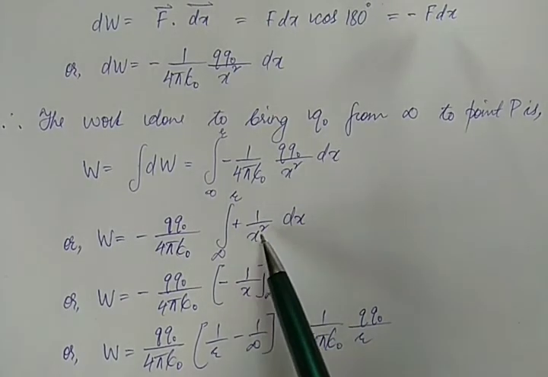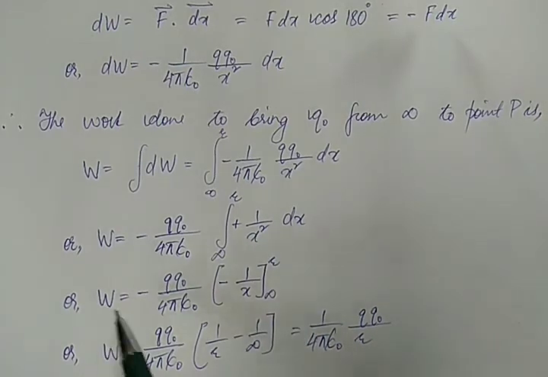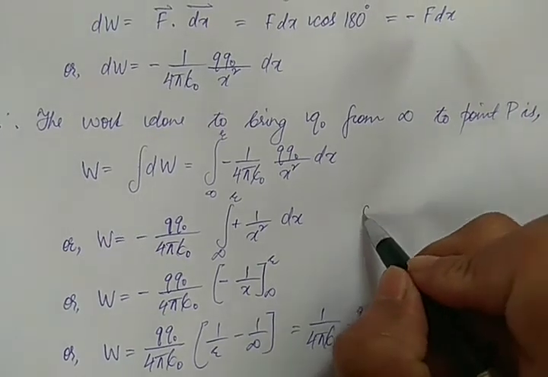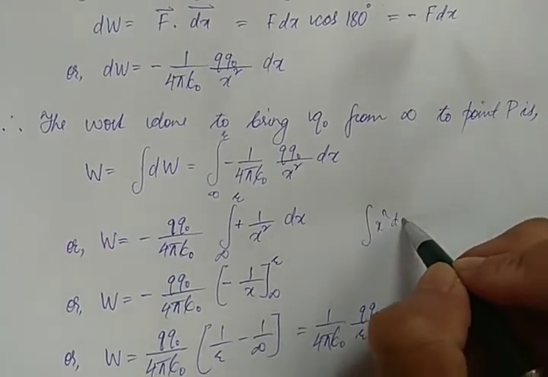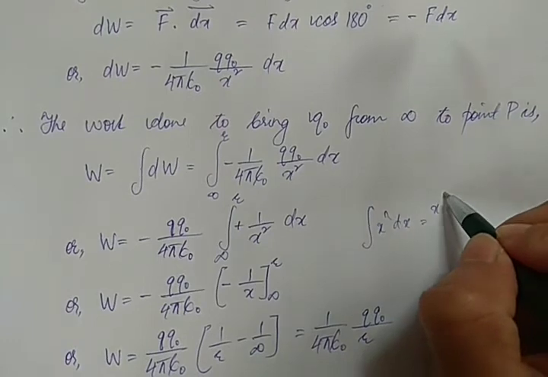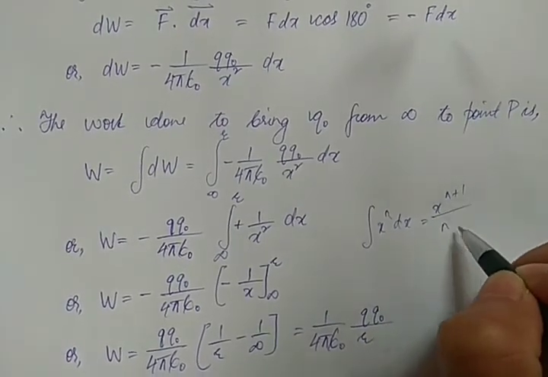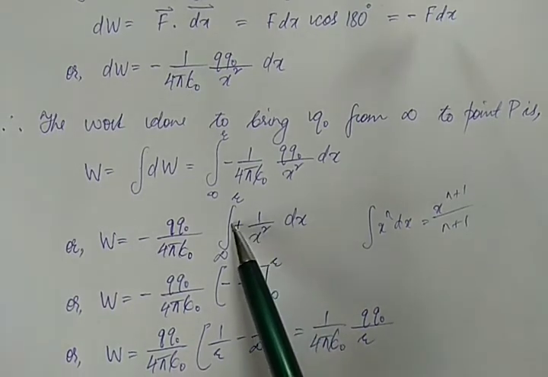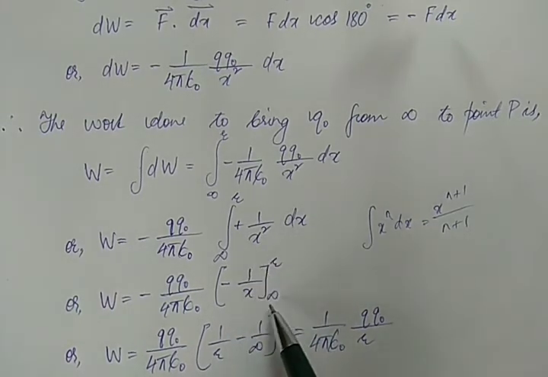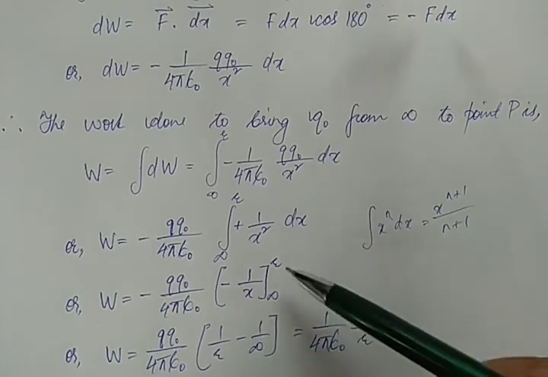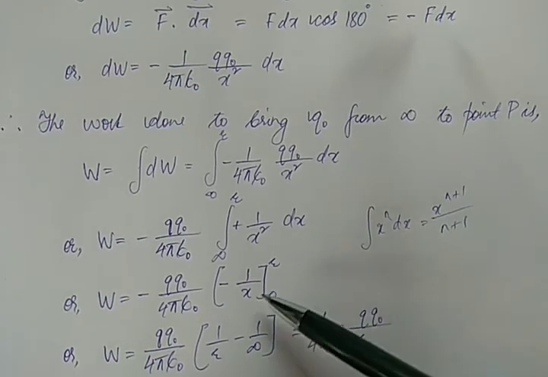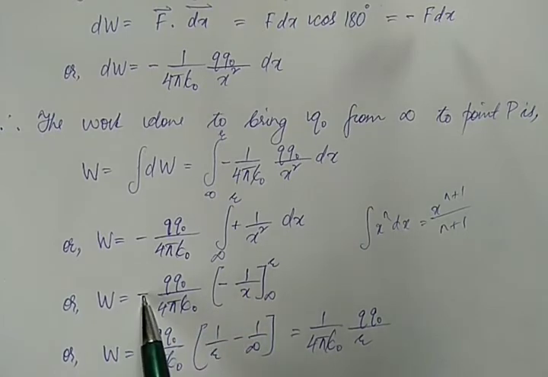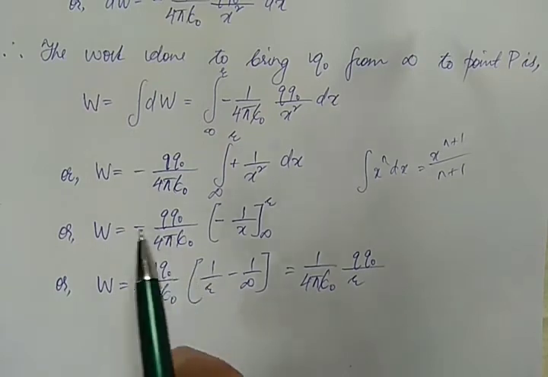Now integration of 1 by x squared is minus 1 upon x, because integration of x to the power n is x to the power n plus 1 divided by n plus 1. Using this formula, please check this yourself. So integration of 1 upon x squared is minus 1 upon x, the limits of integration being infinity to r. Now we only need to substitute the values of the limits of integration. We can take this minus sign outside also, so minus into minus becomes plus.